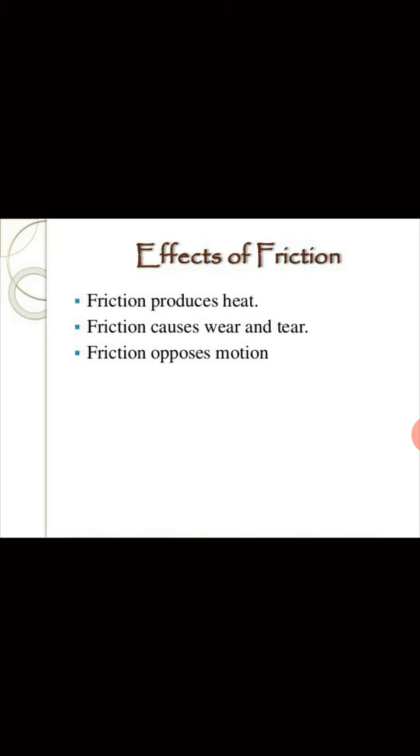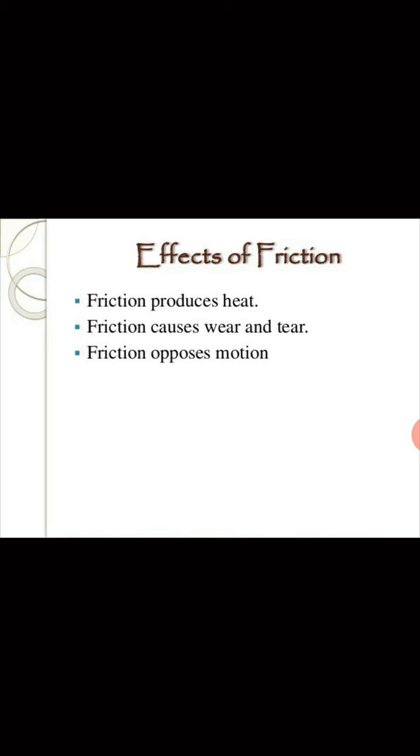Now if objects are moving against each other, friction is created, and there are effects of friction. Let's see what the effects of friction are. The first effect is that friction produces heat. In the activity where the palms are rubbing against each other, you feel that after a few minutes they become warm. That means when friction takes place, heat is also produced.